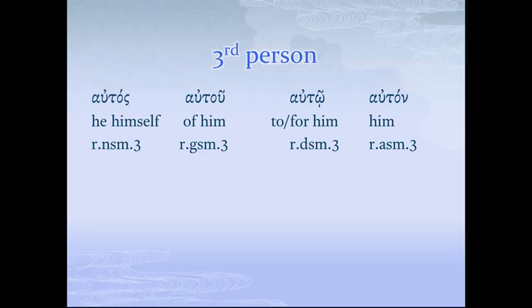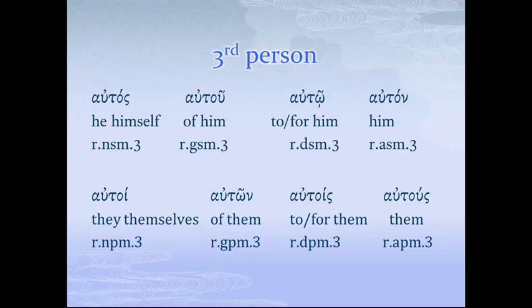Finally, there's the third person. That's the he, she, it, they part. And here's what it looks like. The 3 stands for third person. This is nominative singular masculine. You'll notice that in the first and second person, Greek doesn't have a separate pronoun for different genders, but in the third person it does. So this is he, and it will take feminine endings if it were talking about she. Here are the plurals. Again, third person plural.